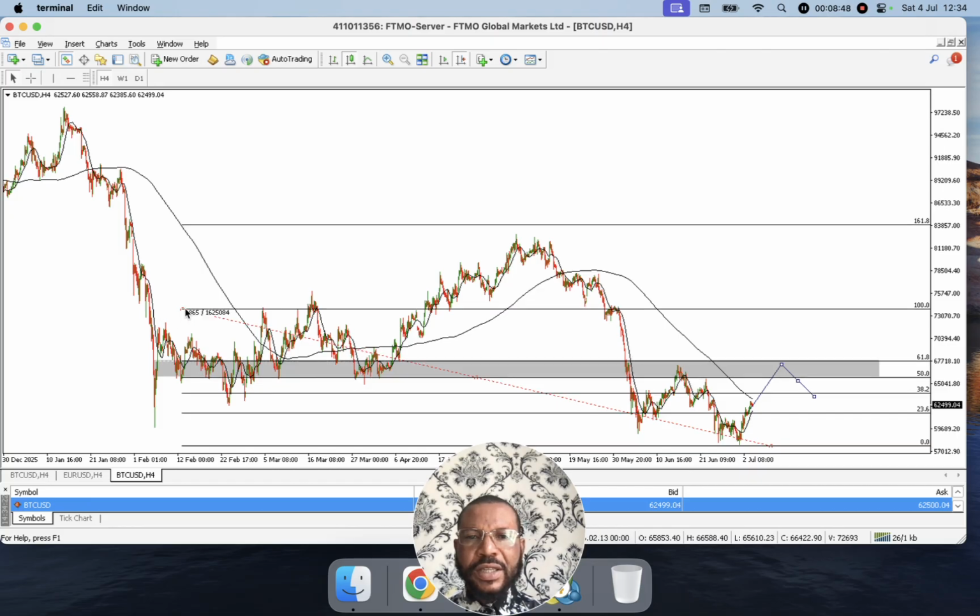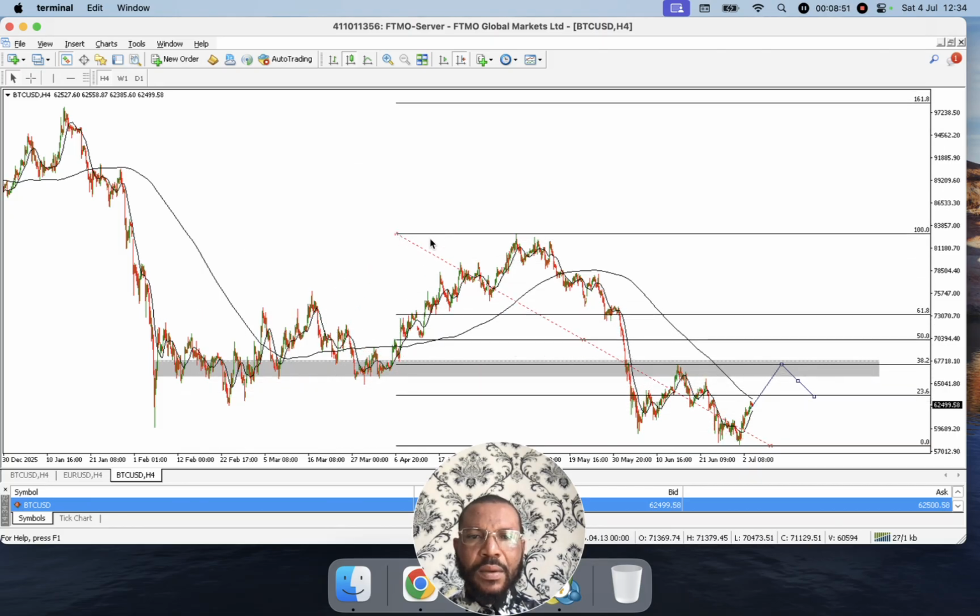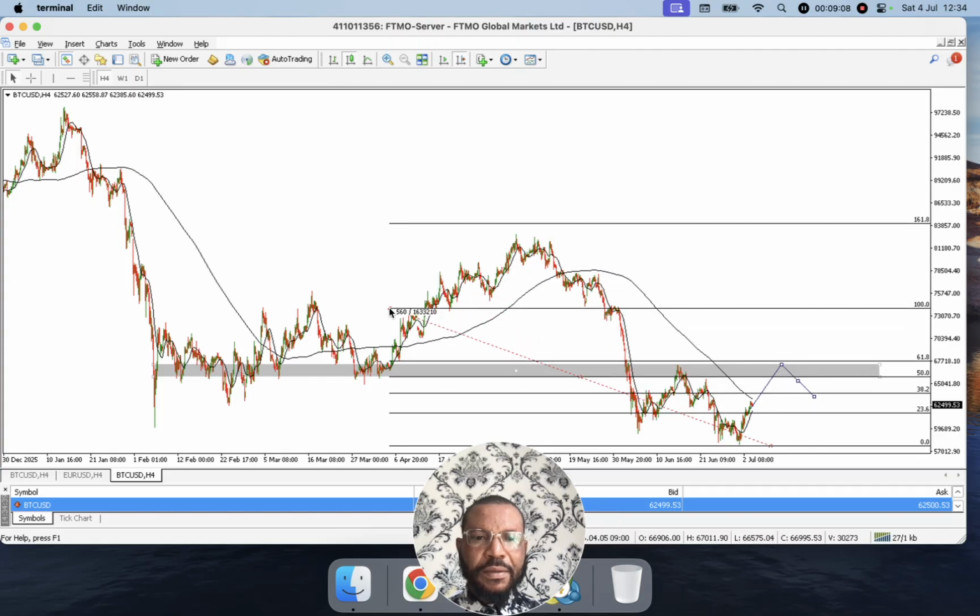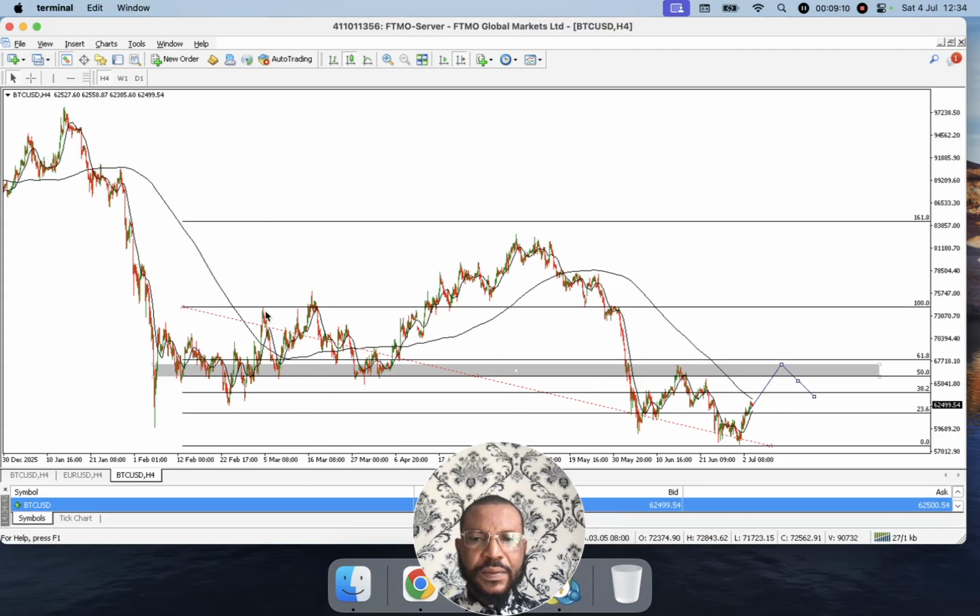If I decide to take this Fibonacci from this high, this level is my 38.2. From here to here is 38.2. A good Fibonacci area, 38.2. The market is expanding. But if you take from this point, resistance, support, resistance, 5061.8 at this point. So I think this is a sweet spot for me.